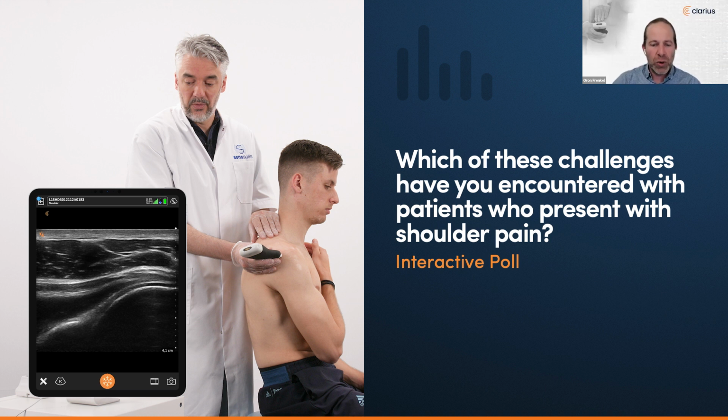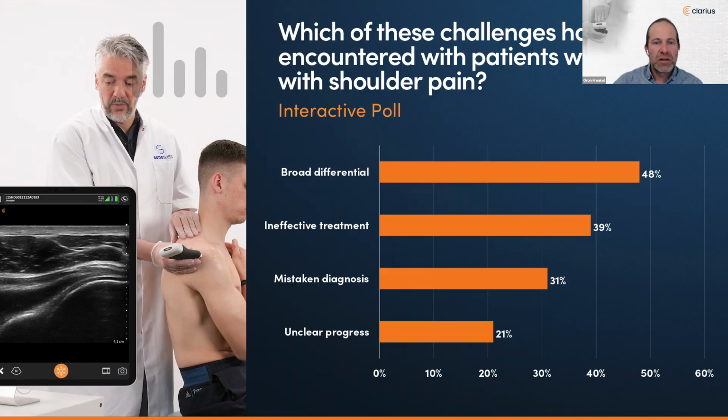We know people are from all over the world and all walks of ultrasound use in their clinical integration, and want to know which of these challenges have you encountered with patients who present with shoulder pain? Have you experienced that there's too broad of a differential? Maybe you mistook the diagnosis or encountered ineffective treatment or unclear progress? Why don't you go ahead and click any of the ones that really apply? And we will close out the poll here. Let's see where people are at. So really across the board, and these are experiences that all of us have had in trying to deal with patients who present with shoulder pain. And we're going to learn more about how ultrasound specifically can help resolve these pain points.